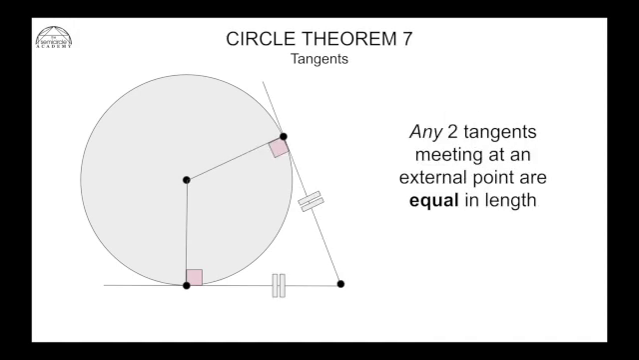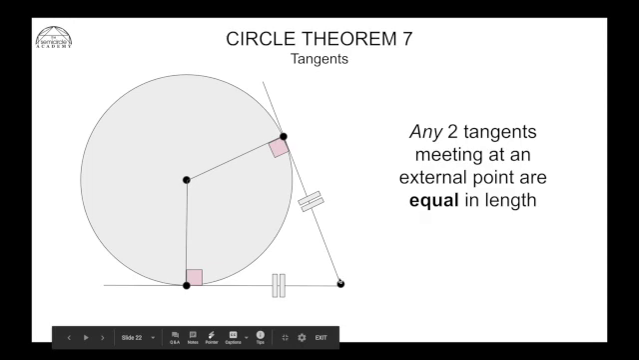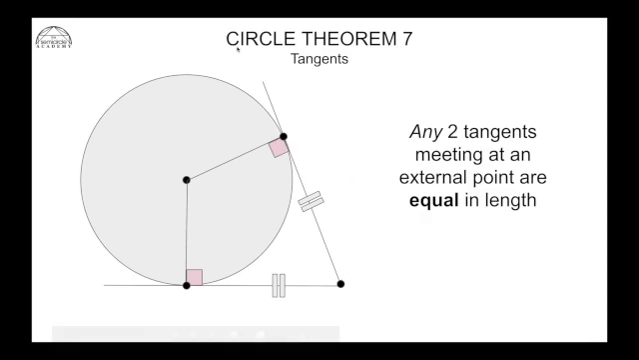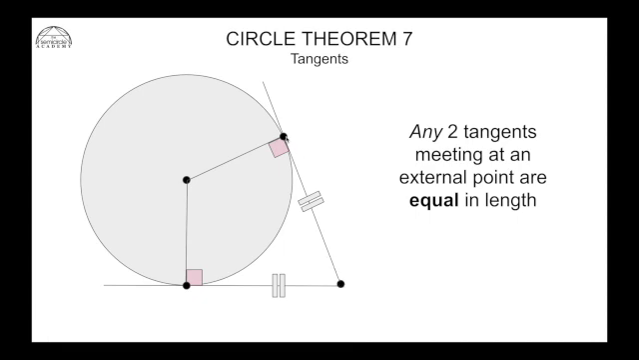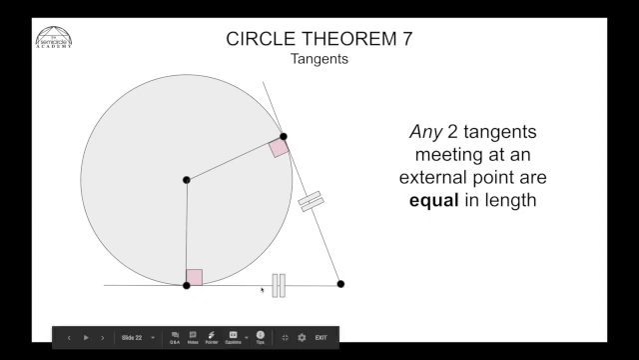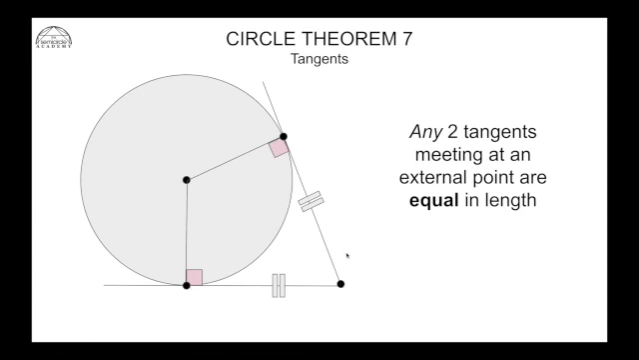Now Theorem 7. Any 2 tangents that are meeting at a point will be equal. Notice what is equal though. It's not the whole tangent that is equal. You see the tangent touching the circle at this point, this tangent touching the circle at this point, these 2 tangents meeting at this point. So this point to this point here is equal to this point to this point. So these 2 sides here are equal.